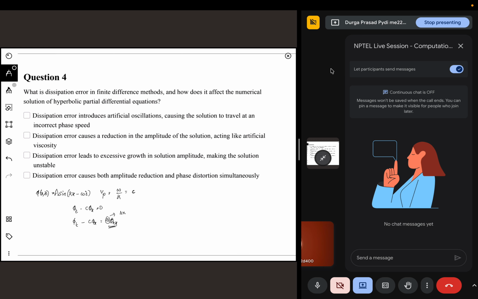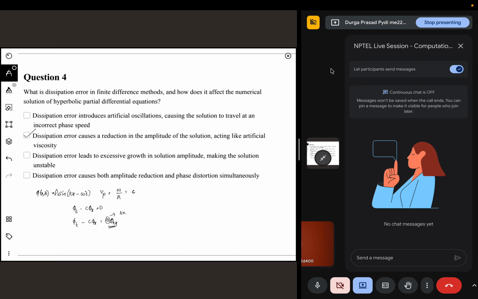Dissipation error leads to excessive growth in solution amplitude, making the solution unstable. As I said, this happens only if you have negative values, but depending on the problem, in this particular case, in hyperbolic equations, when we use, let's say, upwind scheme, we end up having mu to be positive, and it actually causes a reduction in the amplitude instead of increasing the amplitude.